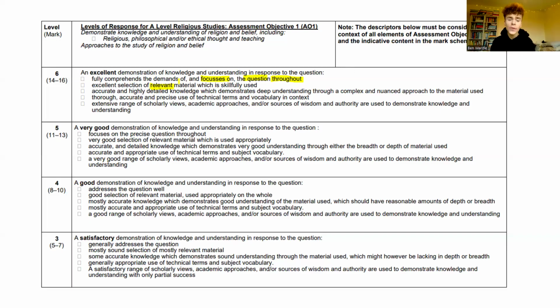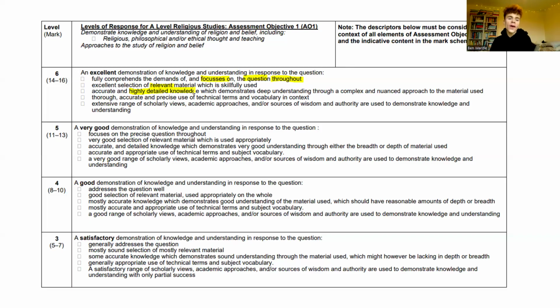There needs to be accurate and highly detailed knowledge. So that is going to be evidenced by using examples and also, of course, using quotes, which demonstrates deep understanding through a complex and nuanced approach to the material used. And all that means very simply is that you are explaining what the scholars have said. So with your AO1, it's all about your explanations. It's all about showing the examiner you understand what Aristotle meant, you understand what James was saying.